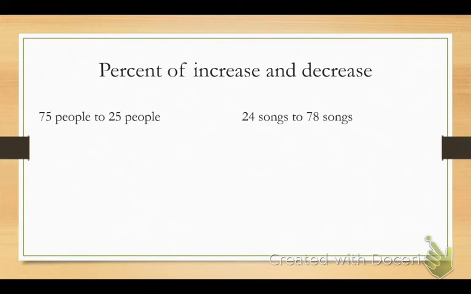Okay, you have percent of increase and decrease. Let's do the second one again: 24 songs to 78 songs. You're going to say what the percent of increase or decrease is, and also tell me if it is an increase or decrease. Make sure you say which one it is. Say the formula with me. Percent equals amount of change over original. What's the amount of change between the two?